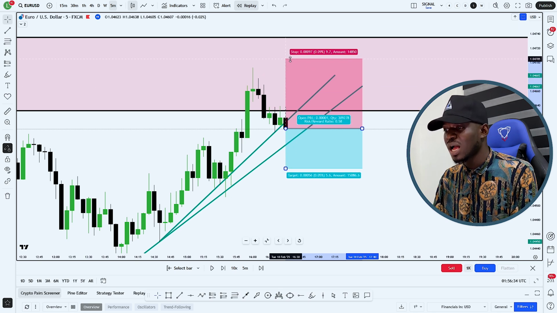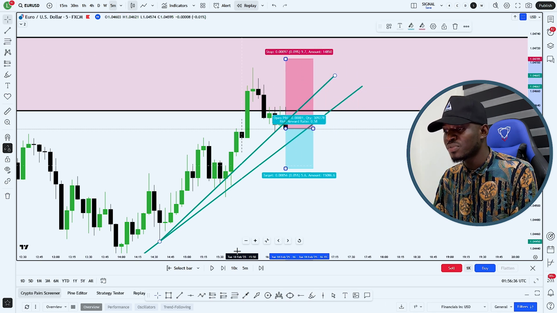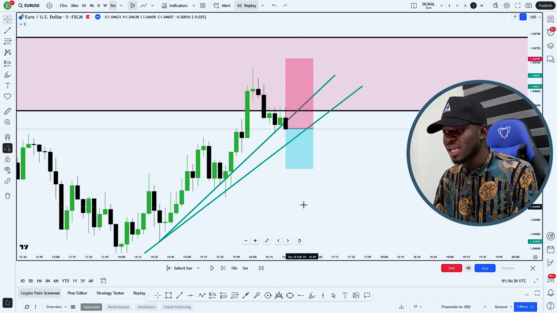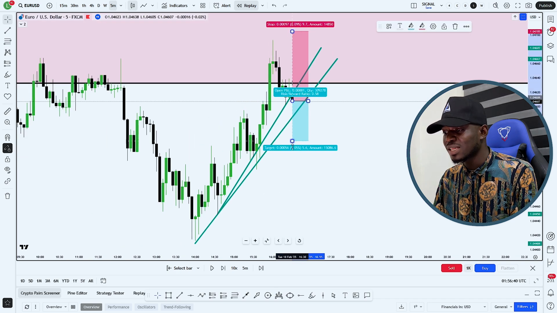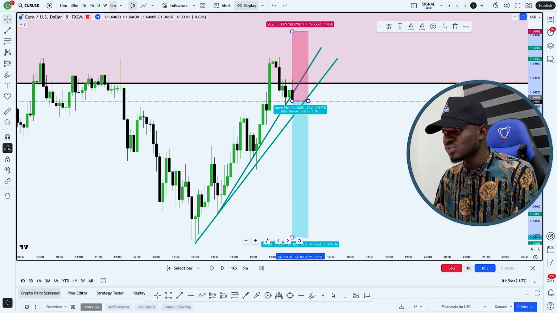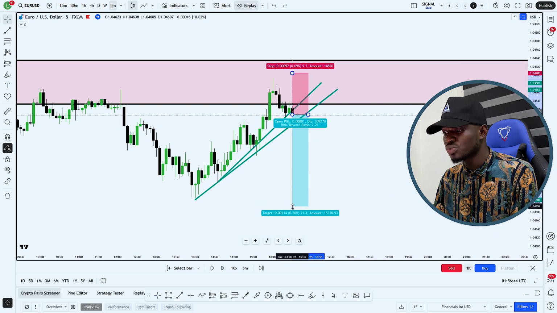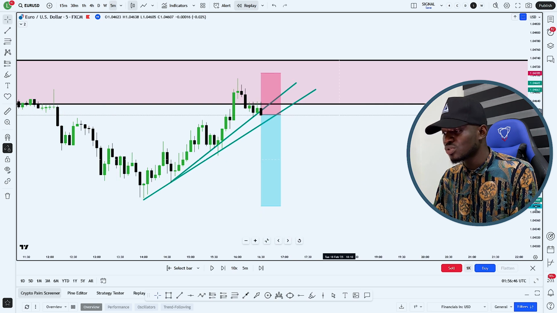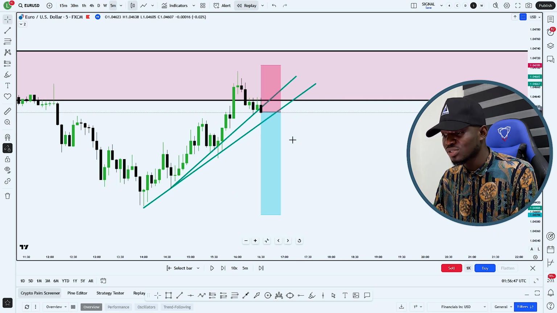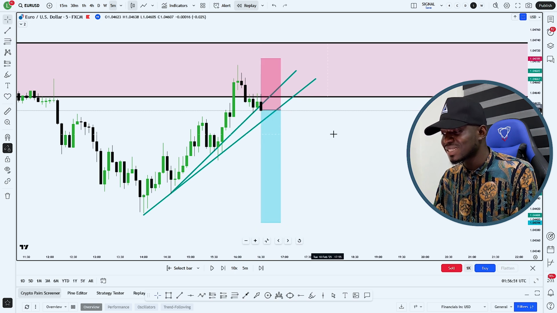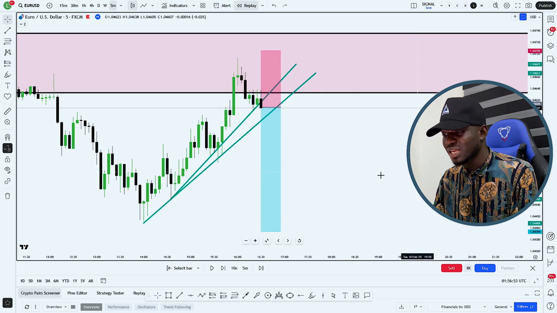Then we position our stop loss above this wick here. Then we are going to target twice our risk, a 1 to 2 risk to reward. The second entry is going to be after the price action invalidates the second counter trend line. So let's play the candlestick.